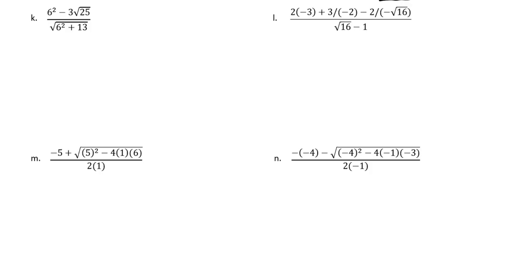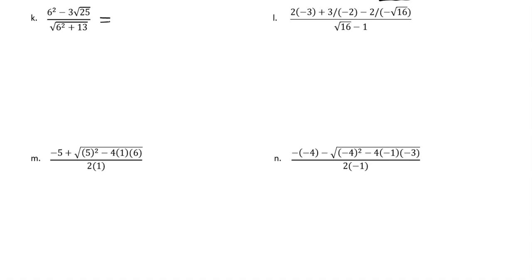Part K, we're still evaluating the expression, so our answers are going to be a value, a number. And in Part K, we have 6 squared minus 3 times the square root of 25 divided by the square root of 6 squared plus 13. So I have a lot going on, this new operation of square root, but we're still going to follow the same order, right? We're still going to deal with parentheses, and then exponents, multiplication, division, addition, subtraction.